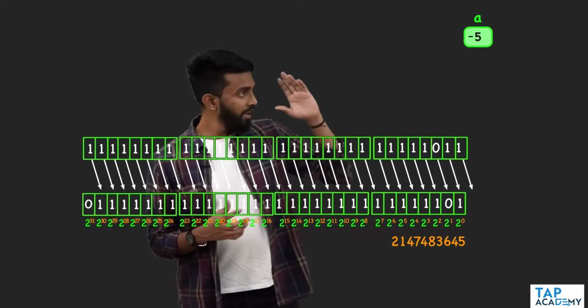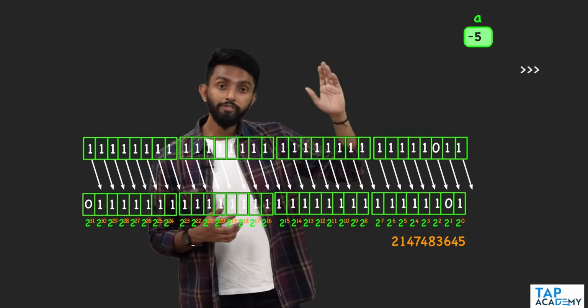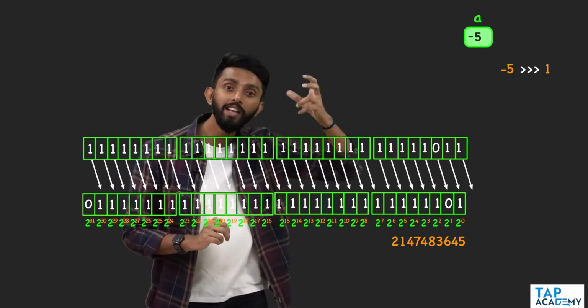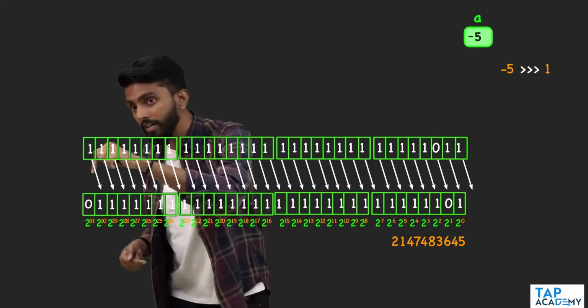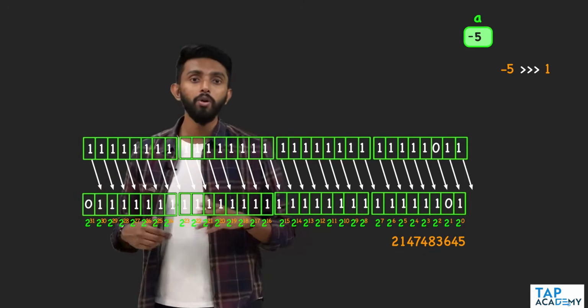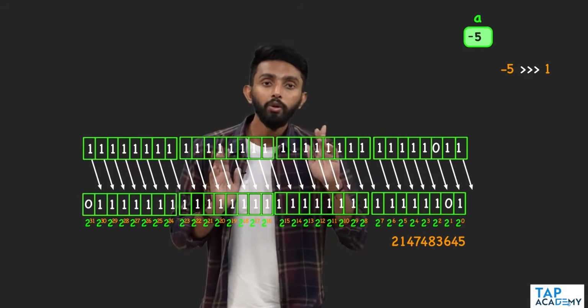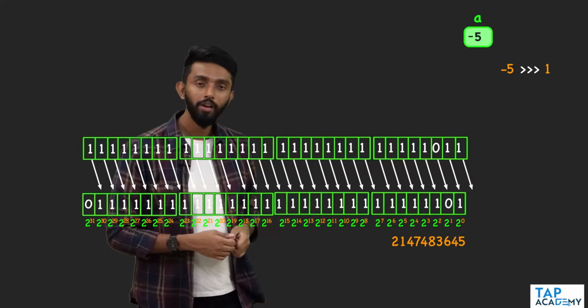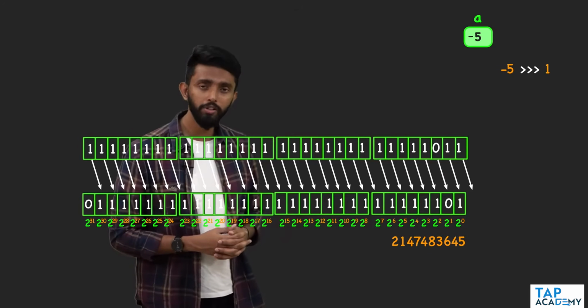So imagine if I right shift -5 by 1 position, it has become a positive number. So did you understand why it's called unsigned? Sign is ignored because sign is always going to be 0. I hope you're able to think. Sign is always going to be 0, whether it is a positive number or a negative number for triple right shift. And see such a big value you have got. I hope you understood. Really, will this happen?